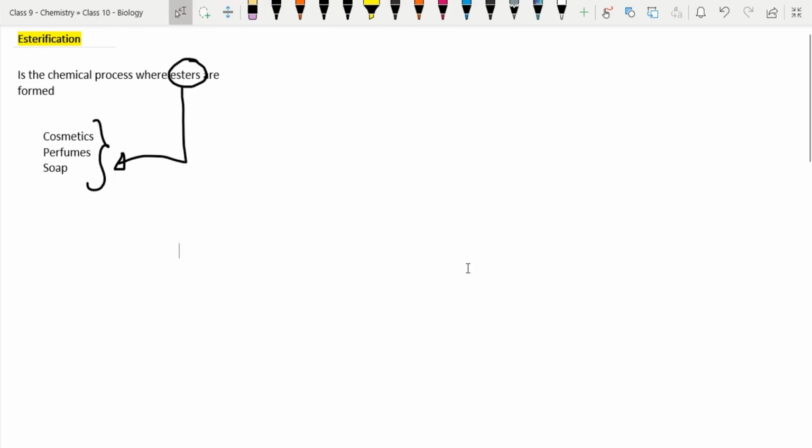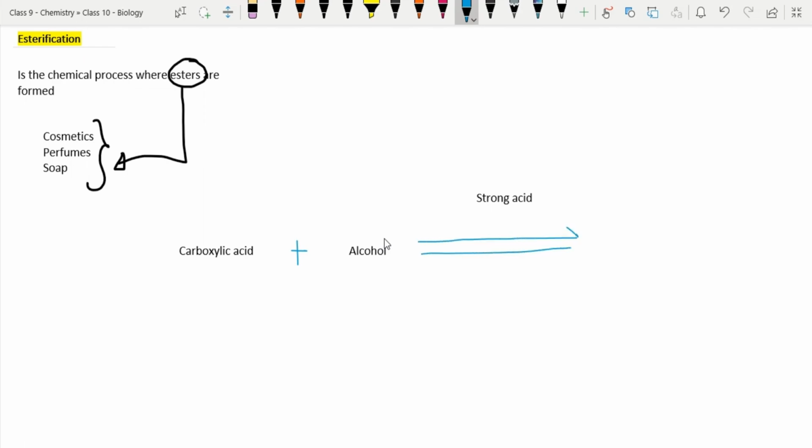Esters are formed from the reaction between carboxylic acid and alcohol in the presence of strong acid, which will act as catalyst. So we can write the reaction as when carboxylic acid is reacting with alcohol in the presence of strong acid, it will form or give an ester as our product.